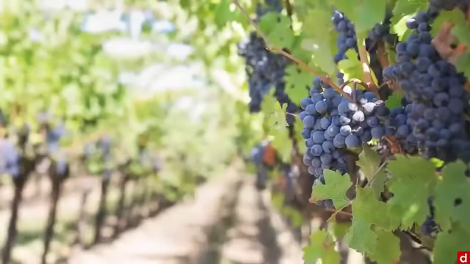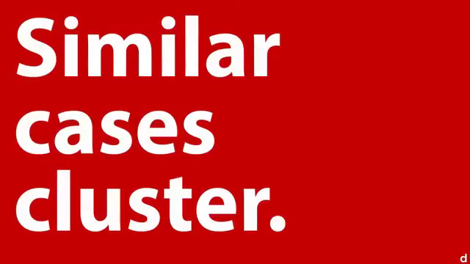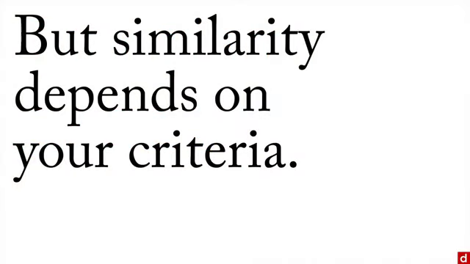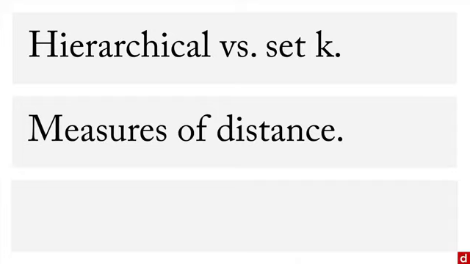Now, the idea here is that you're trying to find clusters. You're trying to find the clusters in your data. More specifically, what you're trying to see is whether similar cases cluster together in some way that you can use to make inferences about them. The trick, however, is that similarity depends on your criteria. And there's a few decisions that you have to make when you're doing a cluster analysis of any kind. So for instance, you have to decide whether you're going to do a hierarchical cluster analysis, which goes from one group to as many groups as you have cases, or whether you're going to use a set K or set number of clusters. You also have to decide on the measures of distance that you're going to use.